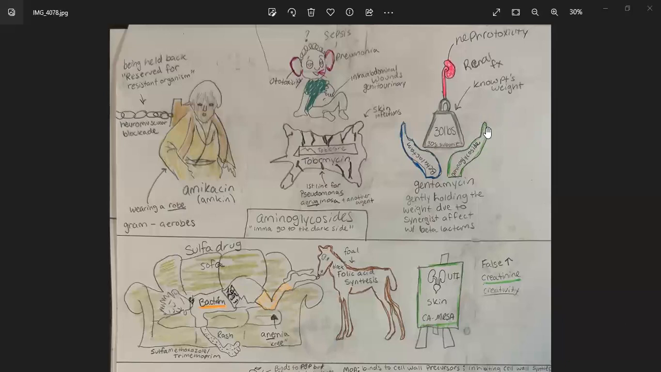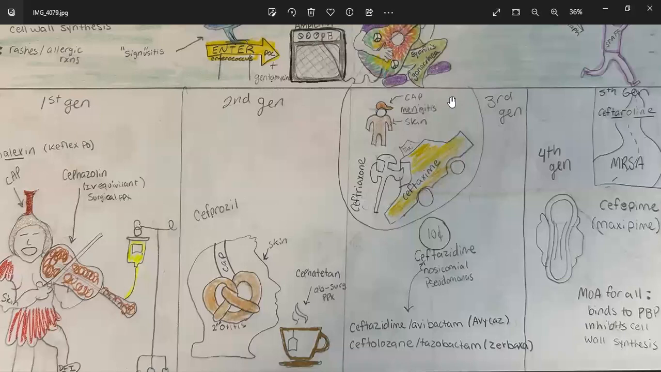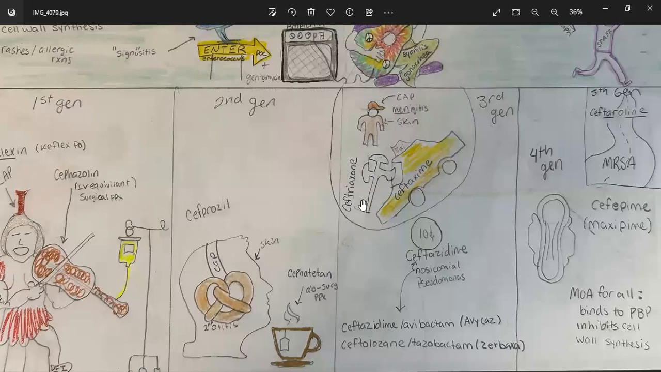So another drug you can use for UTIs is gentamicin. Gentamicin is an aminoglycoside, works on the 30S ribosome. It has renal dysfunction as a big adverse effect. And then you can also use ceftriaxone, which, as a reminder, is a third generation cephalosporin. So you have a triax for ceftriaxone right there.